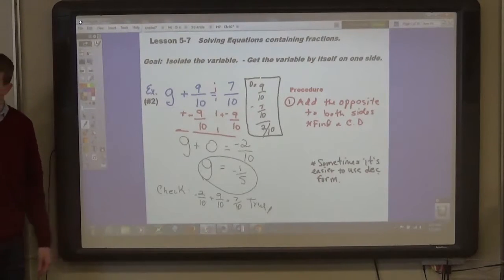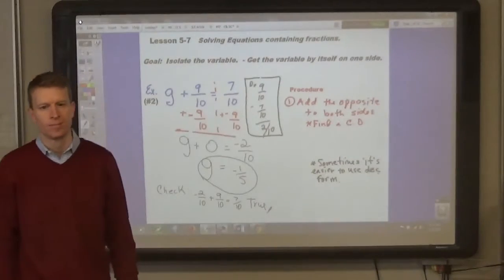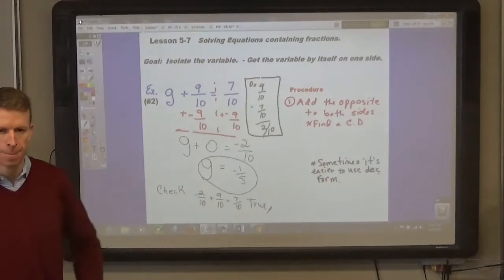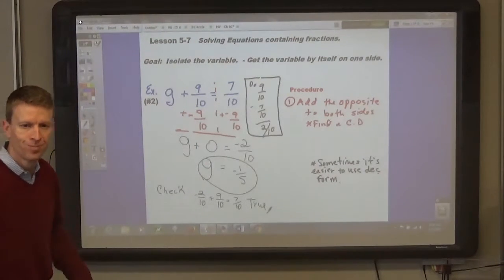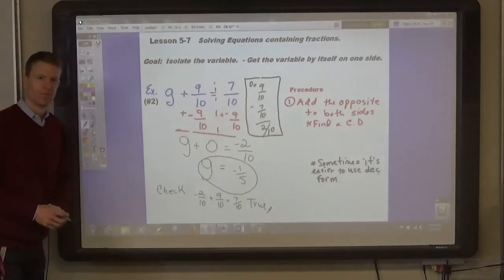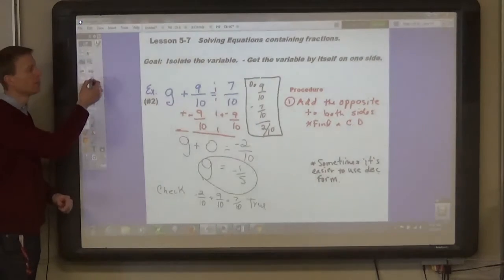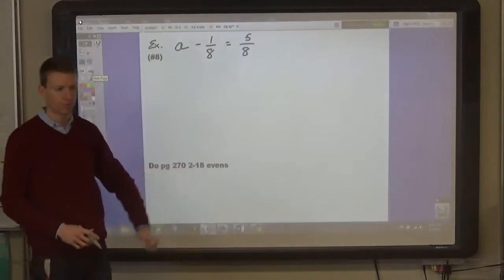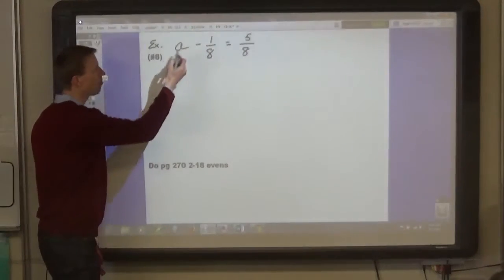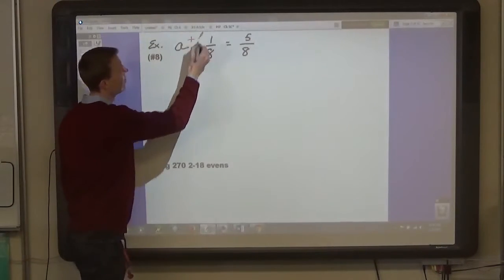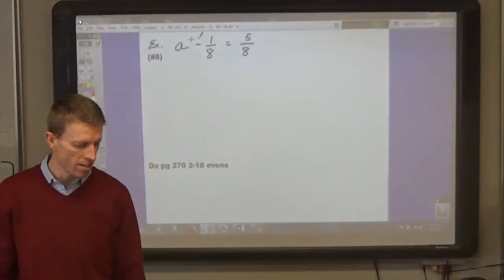Does this make sense? If it was g minus 9/10, would you put plus negative? Yes. Look at this one. This is what she's talking about. This is a subtraction equation, which we would have to insert a plus sign. So write this one down, because you get to use these notes on your quiz.